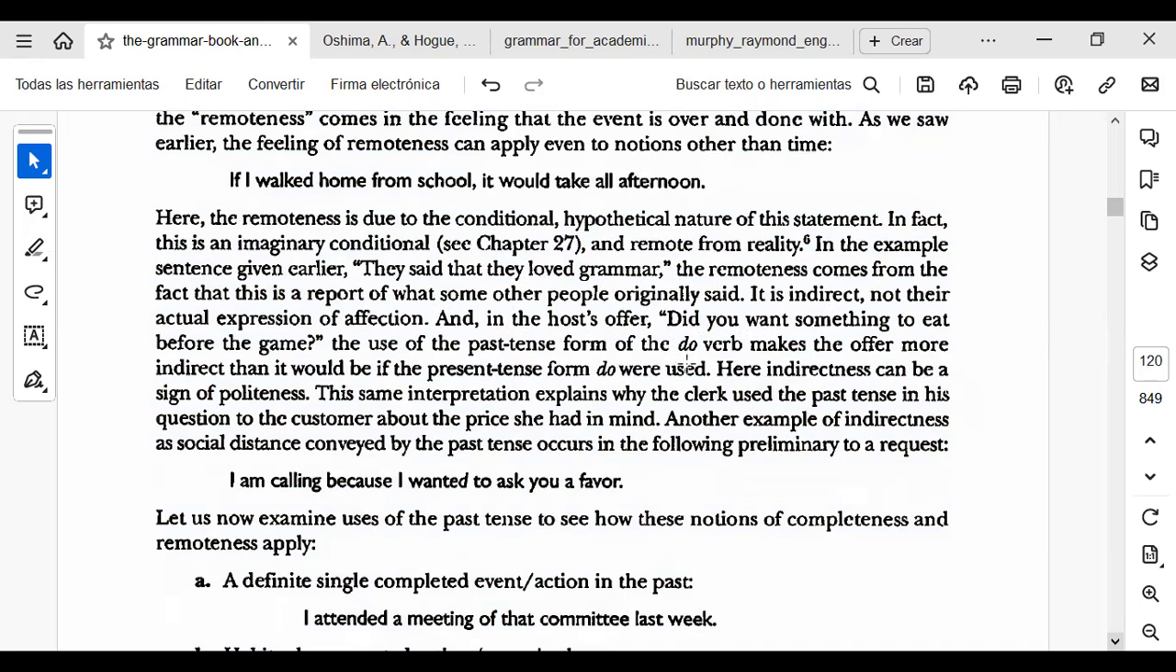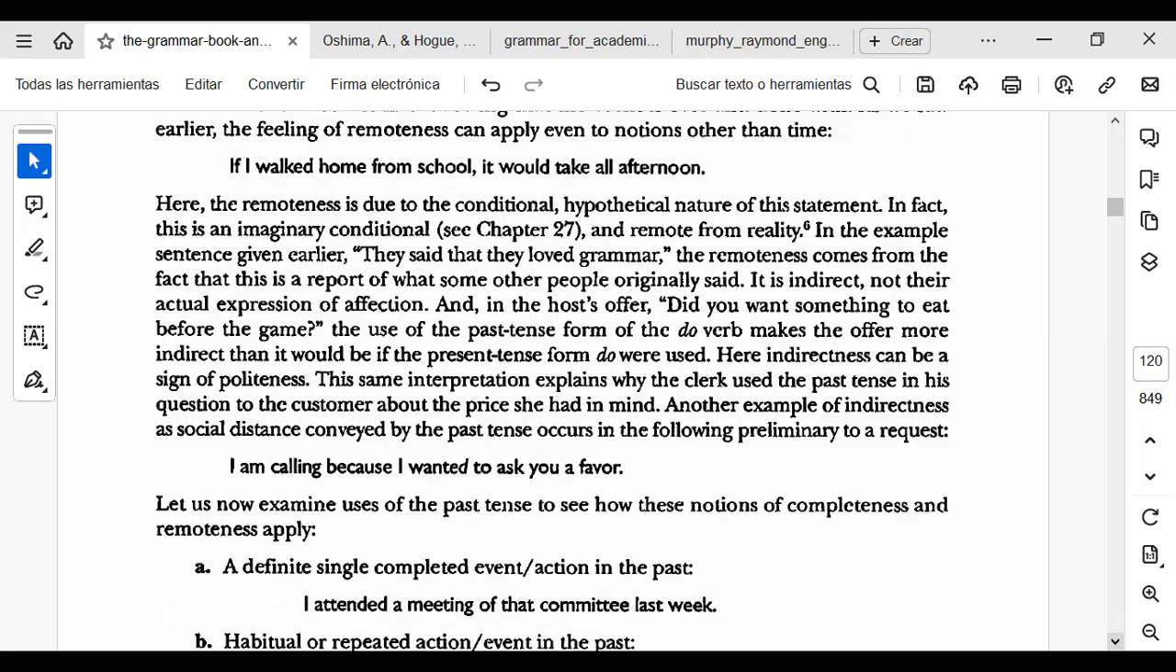And sometimes you can use past. Here it says that you can use past to make an offer, no? It's a sign of politeness. If you use present, it's not good. You have to use past if you want to offer. It makes the offer more indirect, okay? Remember that.